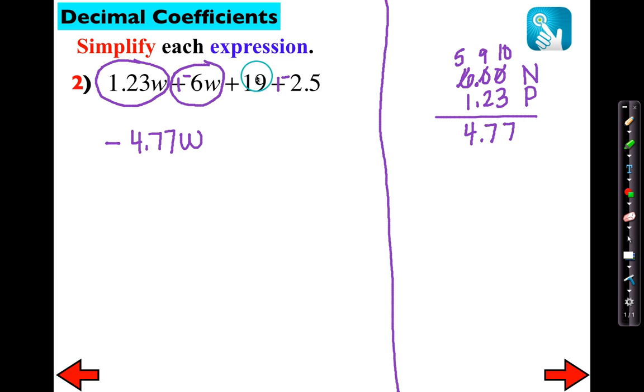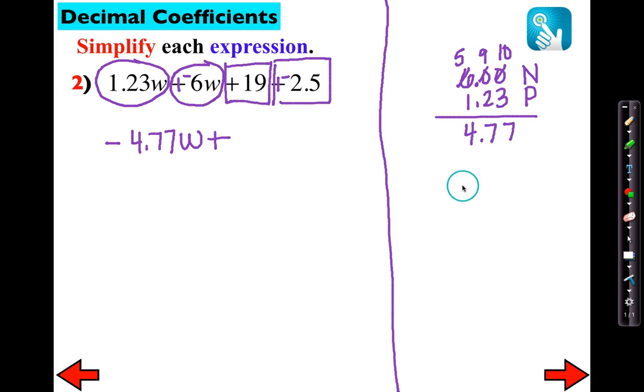We need to go ahead and combine the constants together. Constants are basically, once again, just numbers by themselves. They're not being multiplied by a variable, unlike these. So I'm going to go ahead and combine a positive 19 with a negative 2.5. So again, I'm going to ask myself, are there more positives or are there more negatives? Between 19 and 2.5, I'm going to definitely say there's more positives. So I'm going to put plus right away.